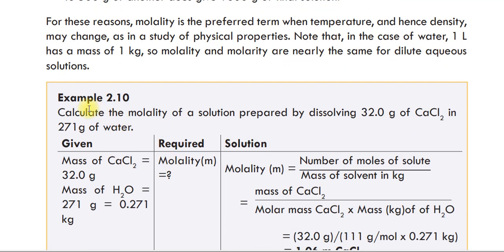ለምሳሌ, calculate the molality of a solution prepared by dissolving 32 grams of calcium chloride and 271 grams of water. So given mass of calcium chloride, that is 32 gram. Calcium chloride is the solute part, which is 32 gram, and mass of water, that is the solvent, which is 271 gram or 0.271 kilogram.